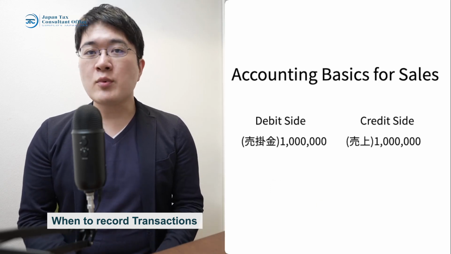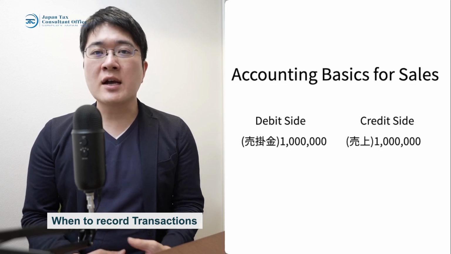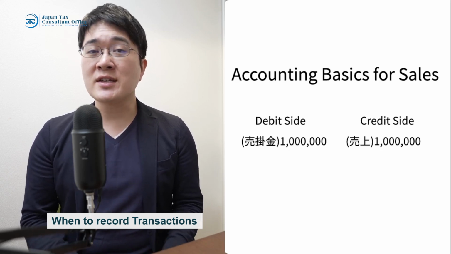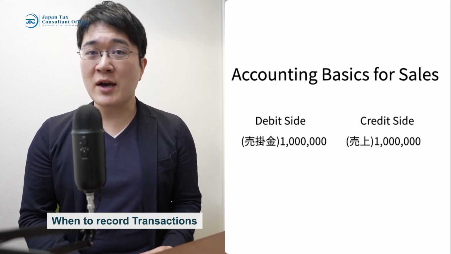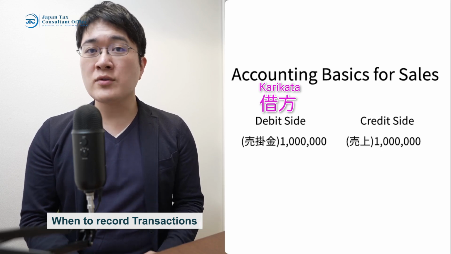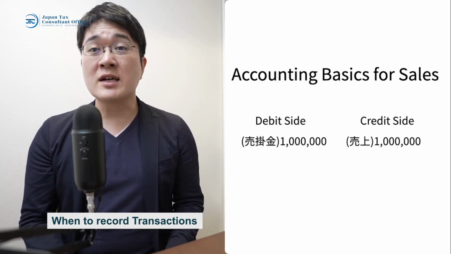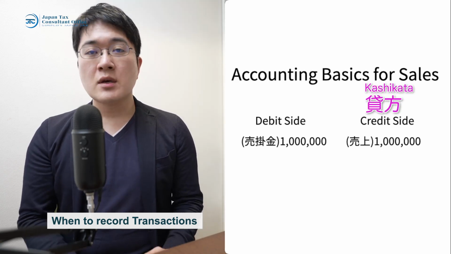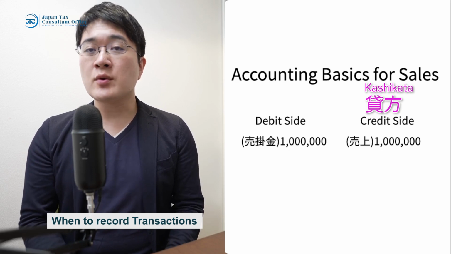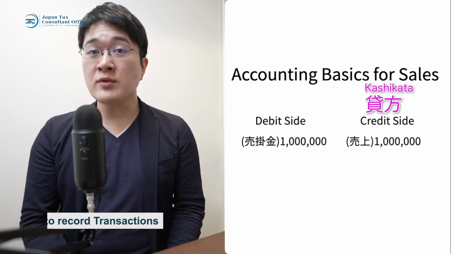So for example, let's say you have a sale worth 1 million yen. The accounting entry for this would be something like this. 売掛金100万円、売上100万円. The debit side is called 借方 in Japanese. So on the debit side, you record 売掛金100万円, which is accounts receivable 1 million yen. On the credit side, it's called 貸方 in Japanese. You record 売上100万円, which is sales 1 million yen.